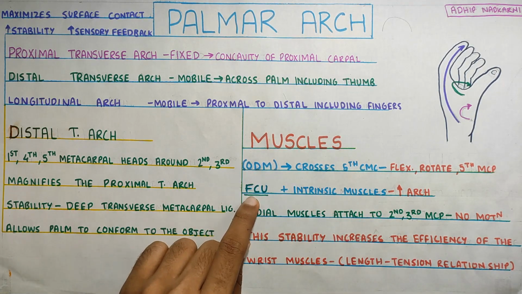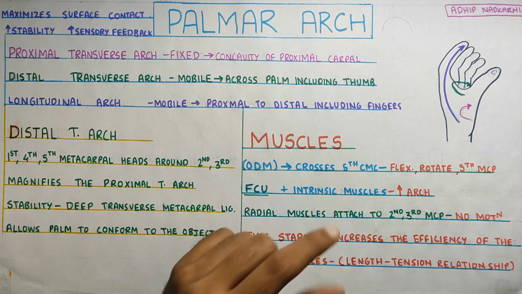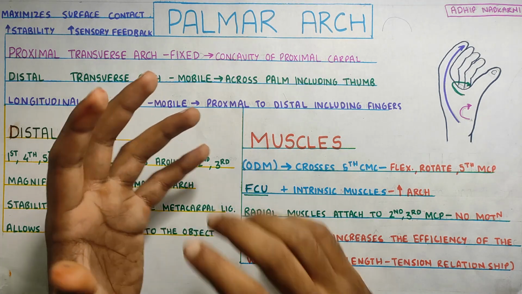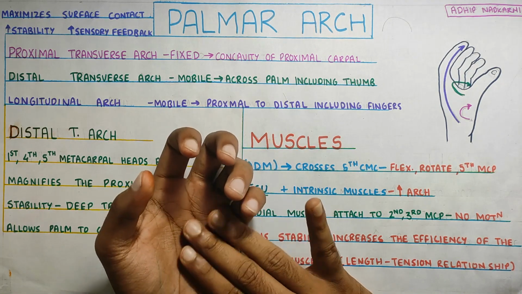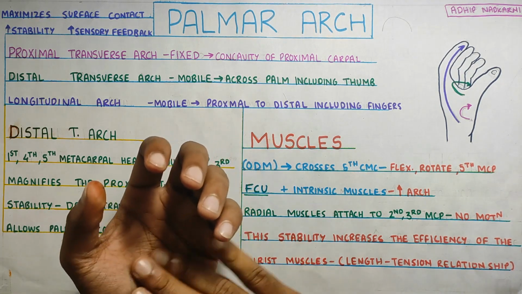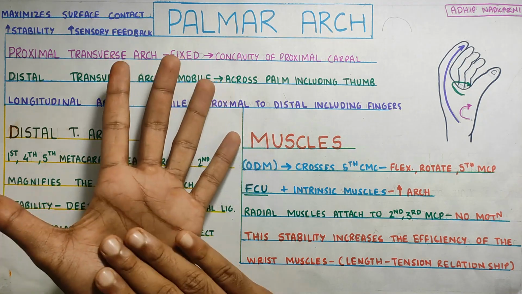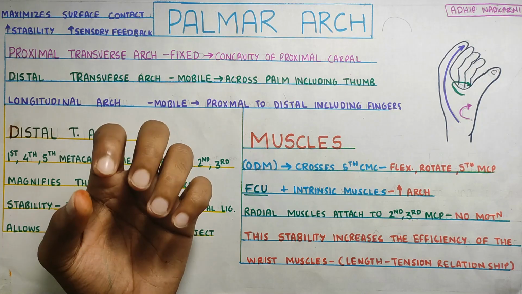Next muscle is the flexor carpi ulnaris. Along with your intrinsic muscles, what it does, it increases the arch. Now, one thing we need to know about the arches is, whenever you flex your fingers, the arch will always increase, or become hollow, and as you extend your fingers, the arch will always become flat. That's something which happens very naturally.